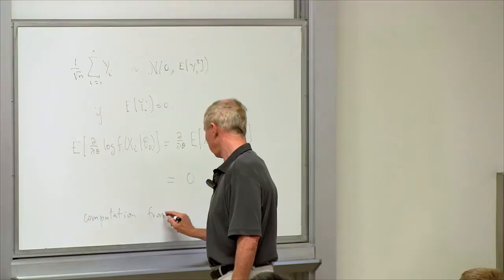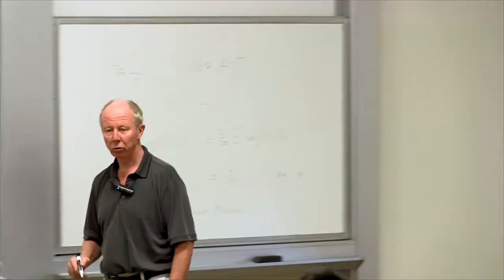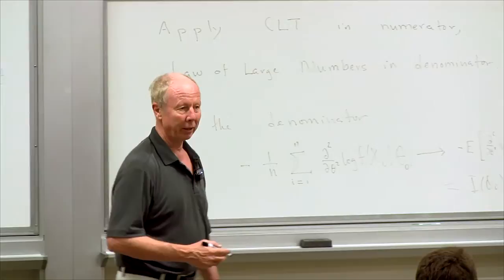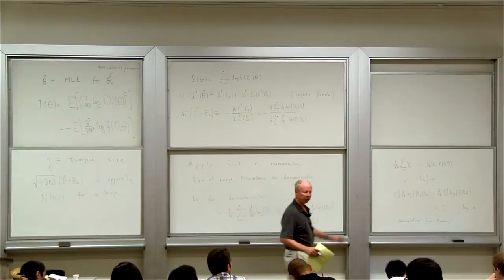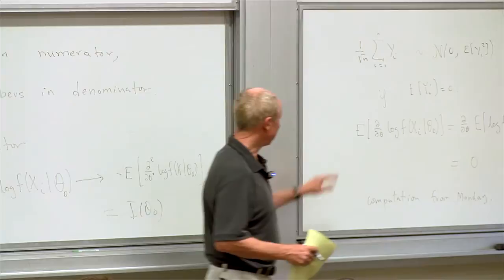Remember you asked me why is something true? And I started by writing down the integral of f of x given theta is a dx is 1, and it ended up with this thing being 0. Okay, so we did this computation. Look at the notes at the end of the class on Monday. The expected value of the sum is 0.